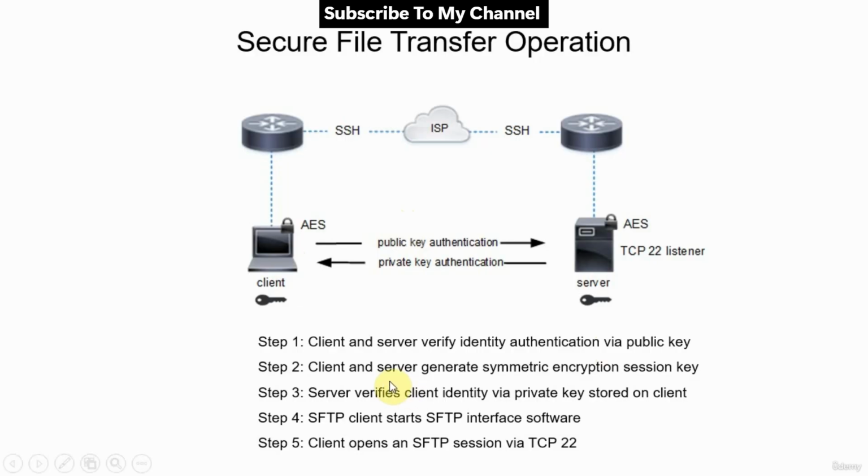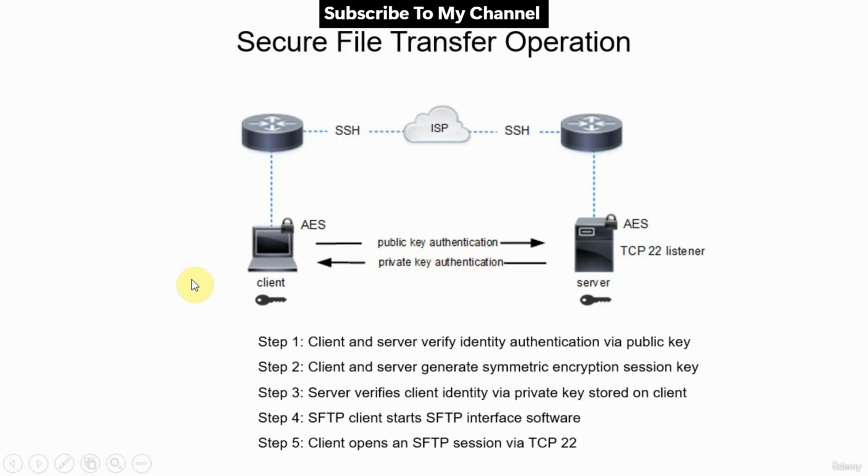So what happens is the client and server generate a symmetric encryption session key. And this is used for the encryption itself, actually. And finally, the server verifies the client identity via a private key stored on the client. What happens is the FTP client starts the SFTP interface software. The client opens an SFTP session via port 22.